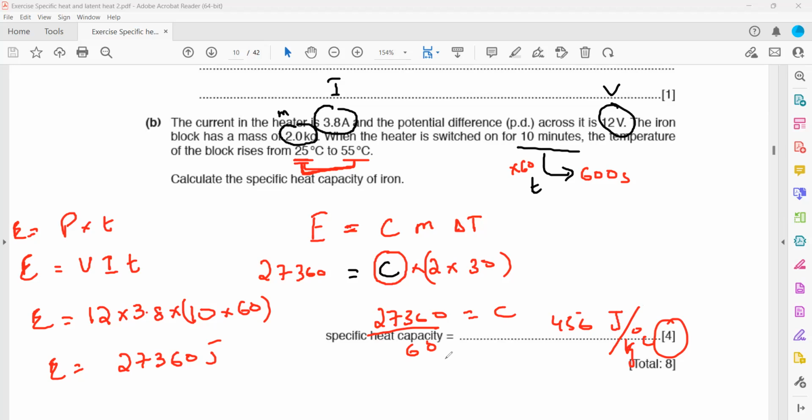Is it clear, this part? Yes. Clear, okay.